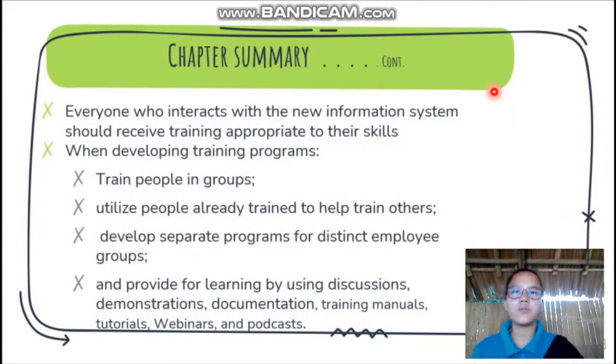Everyone who interacts with a new information system should receive training appropriate to their skills. When developing training programs, train people in groups, utilize people already trained to help train others, develop separate programs for distinct employee groups, and provide for learning by using discussions, demonstrations, documentation, training manuals, tutorials, webinars, and podcasts, because users learn with interactive, self-paced training methods.